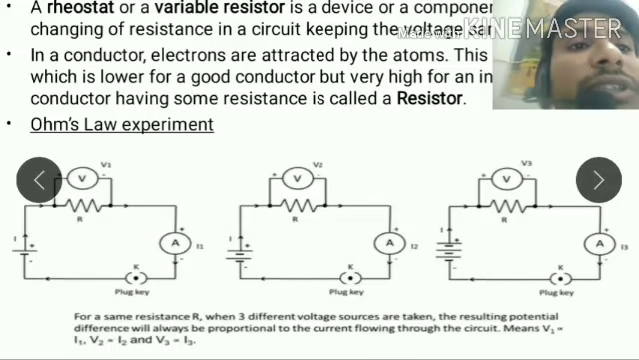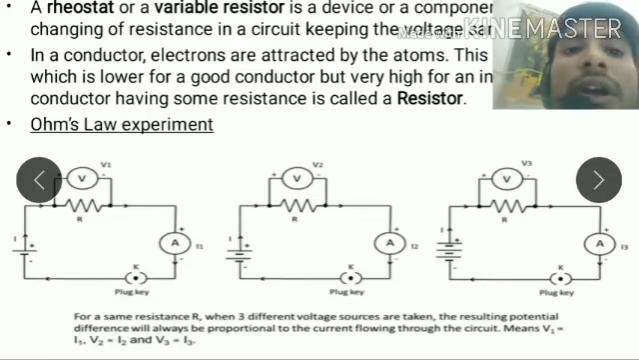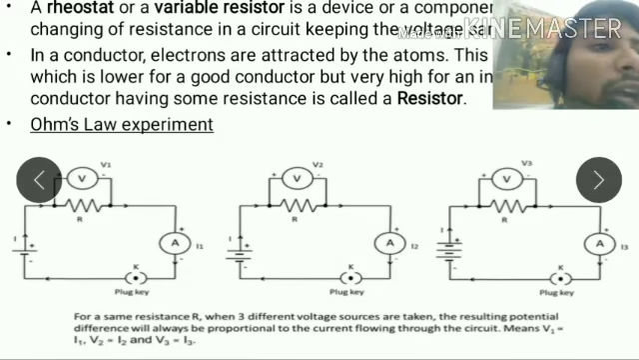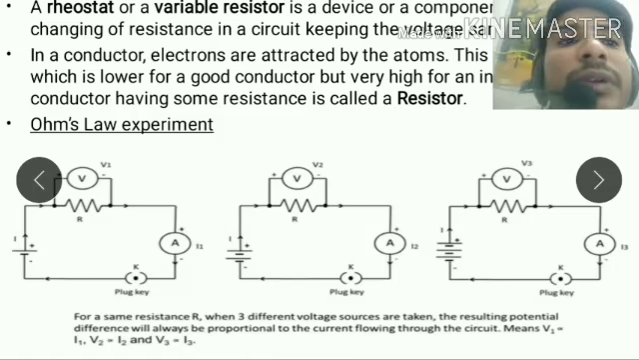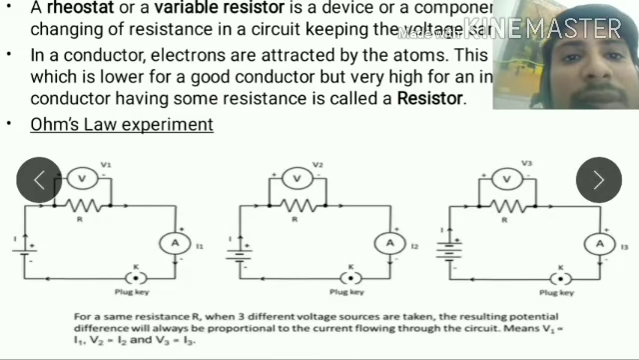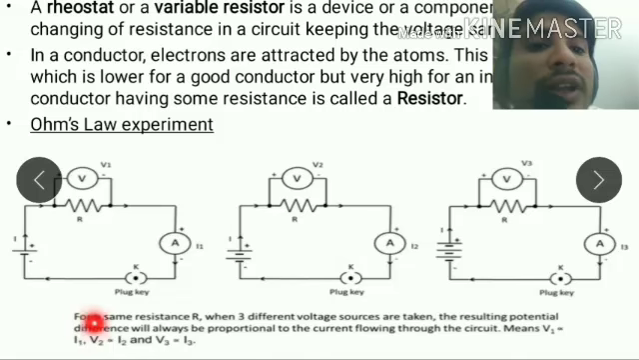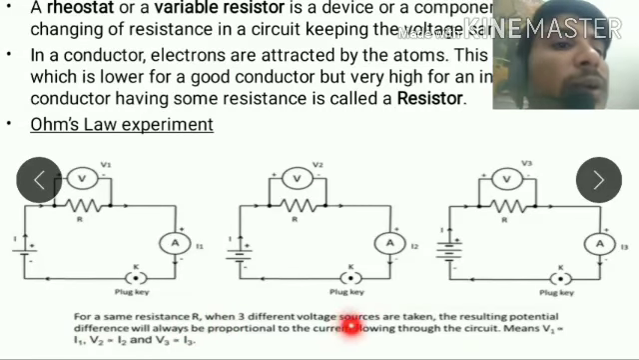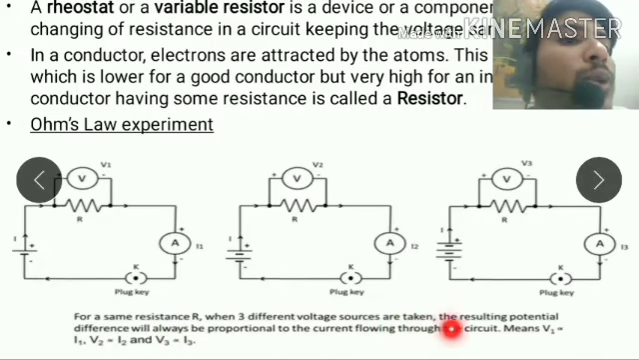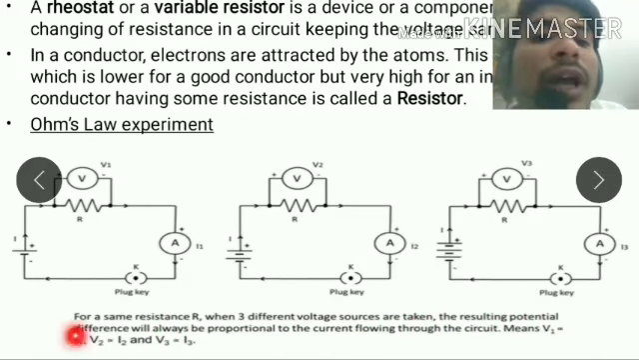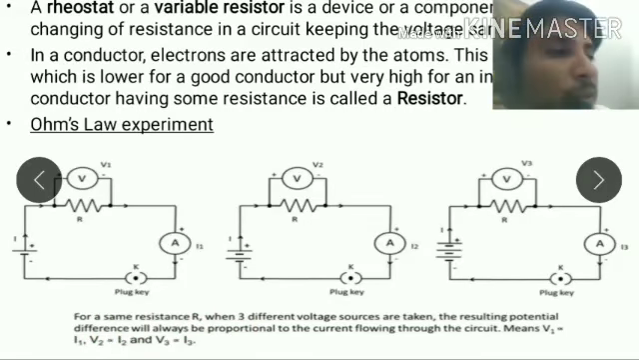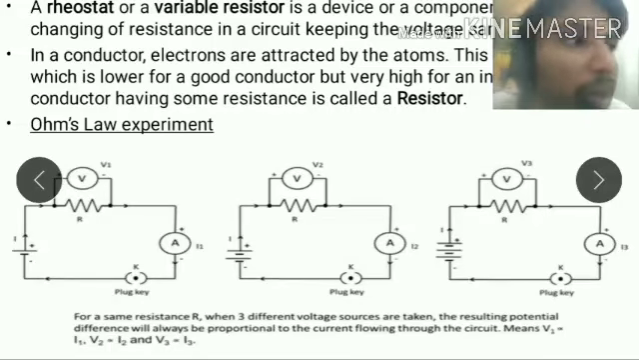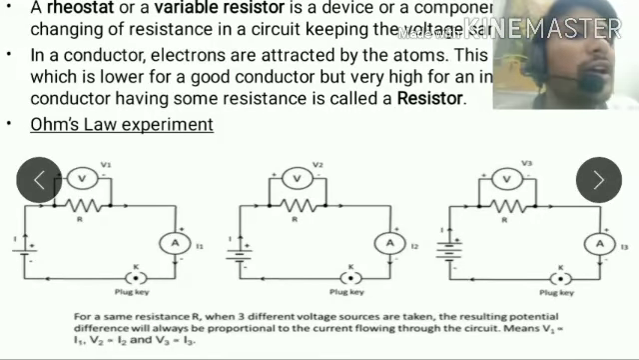Okay, this is diagram number first, diagram number second, diagram number third. The first diagram contains the ammeter A1, which measures the current, so I1, I2 and I3, and the potential is V1, V2 and V3. For the same resistance R, when three different voltage sources are taken, the resulting potential difference will always be proportional to the current flowing through the circuit. Means V1 is equal to I1, V2 is equal to I2 and V3 is equal to I3, because potential difference is directly proportional to current, but inversely proportional to resistance.